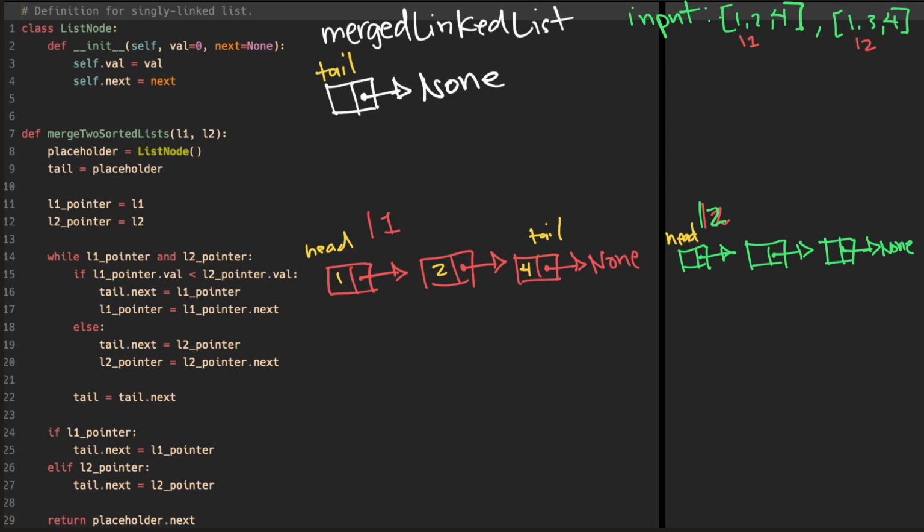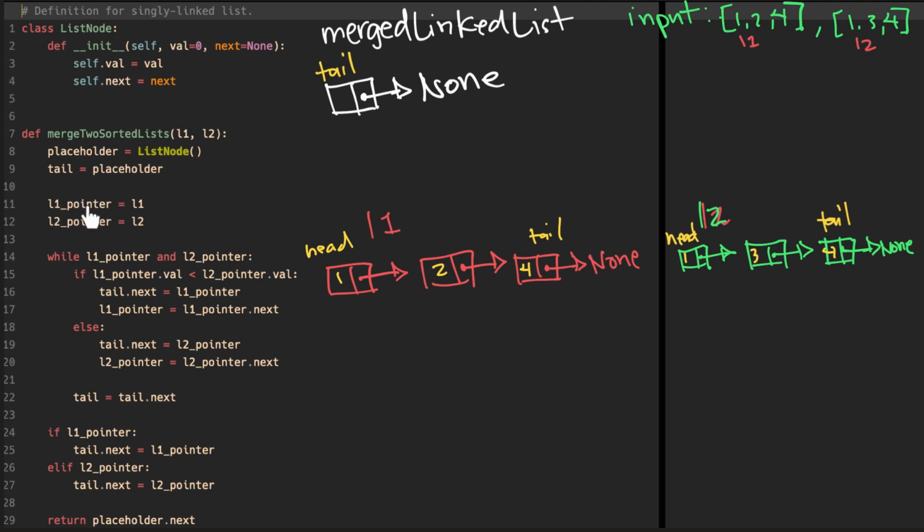And this is the head, and this is the tail. And the values are 1, 3, and 4. So these are the two linked lists that we want to combine into this merged linked list here. And let's write out our pointers as well.